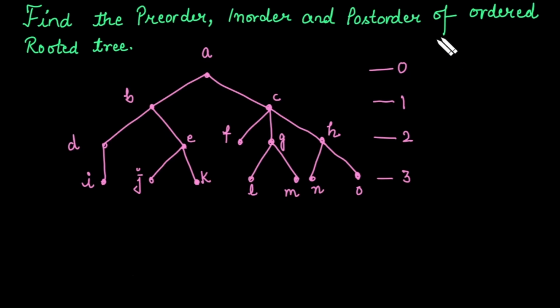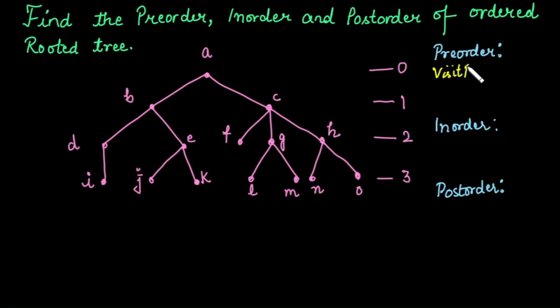One is pre-order. Another is in-order. And the last is post-order. In pre-order, we first visit the root, then left, then right. Whereas in in-order, first we visit the left, then root, and then right. For the post-order, first visit the left, then right, and at last the root.